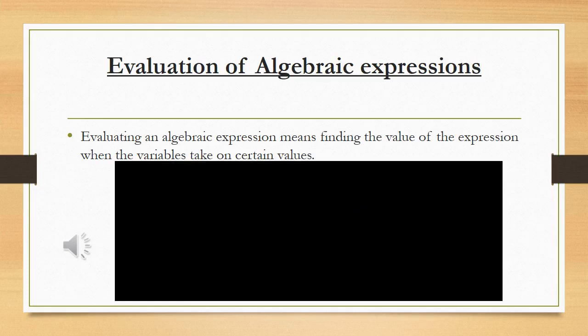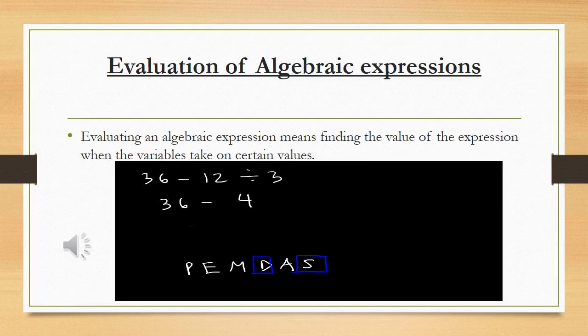Here's another example. 36 minus 12 divided by 3. So go ahead and take a minute and try this example. Should we subtract before we divide, or should we divide first and then subtract? Well, let's consider the expression PEMDAS. Notice that division has more priority than subtraction since it's on the left side. So we need to divide first. 12 divided by 3 is 4, and 36 minus 4 is 32. So that's the answer.